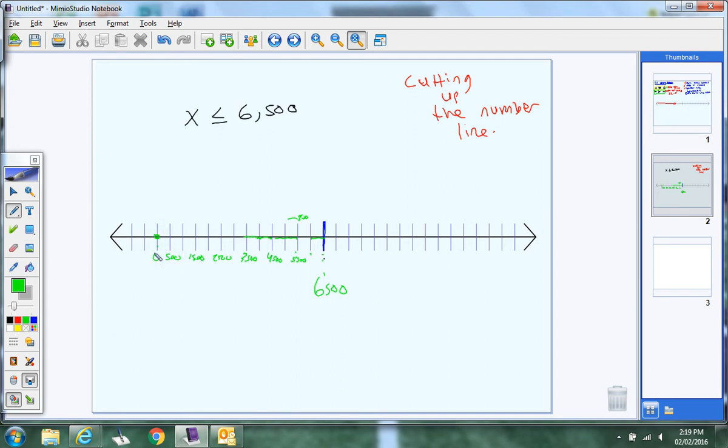Okay, and then I can go the other way. 6,500, 7,500, 8,500, 9,500, 10,500, you get the idea. So that's how you could scale for a bigger number. Again, make the number that you want the one in the middle. We don't have to always start from 0. Okay, so that's how you do that one.